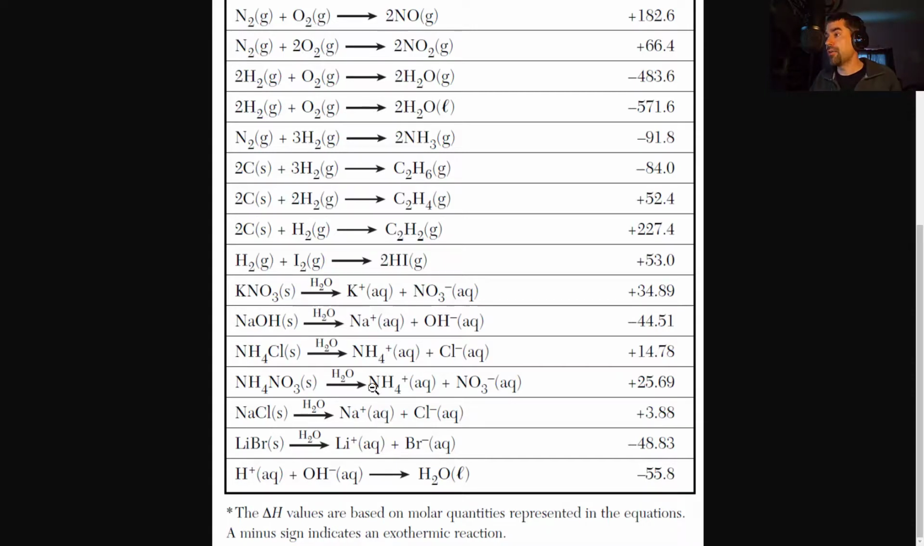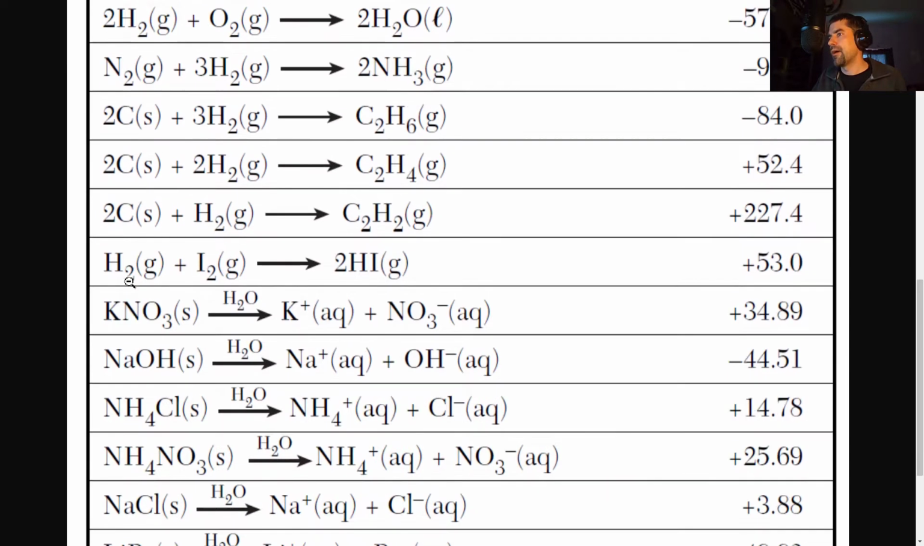So make sure you look. And also, if you have the reverse of a reaction, it will be the opposite of whatever you see over here. So, for example, if I have H2 plus I2 makes 2HI, it's positive 53 kilojoules per mole. However, if I have the reverse of this, which would be 2HI goes to H2 and I2, it would be minus 53 kilojoules per mole, and it would be exothermic in that case. And that's how you figure this out.